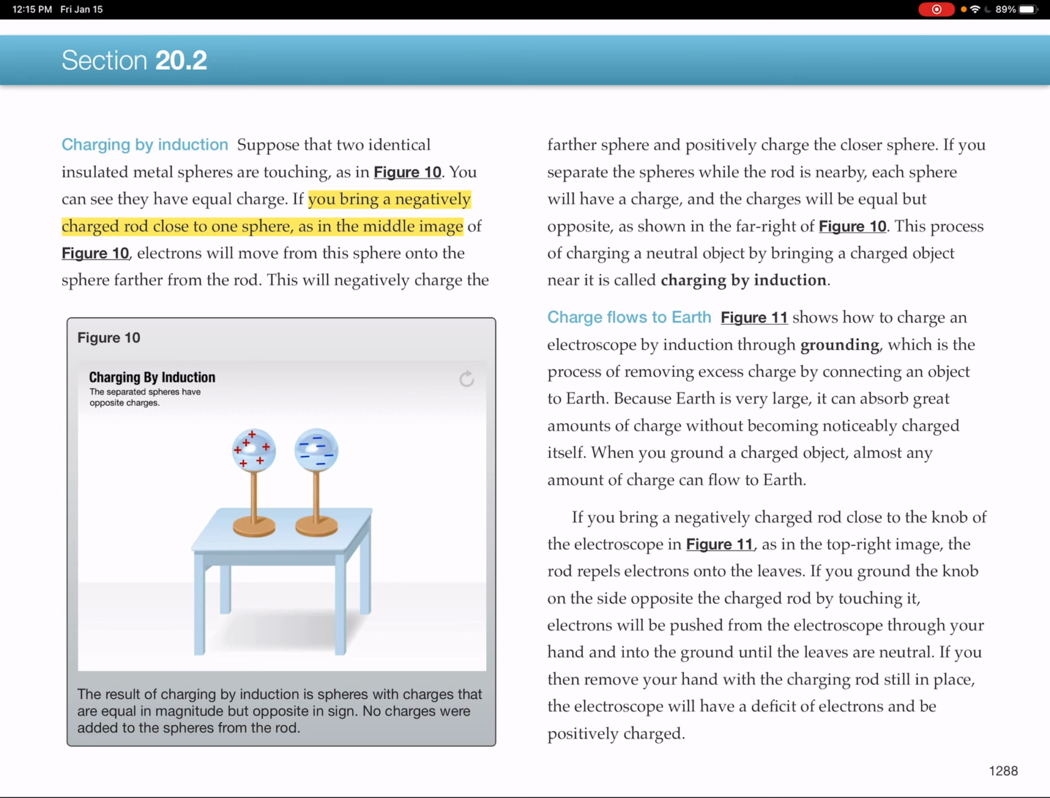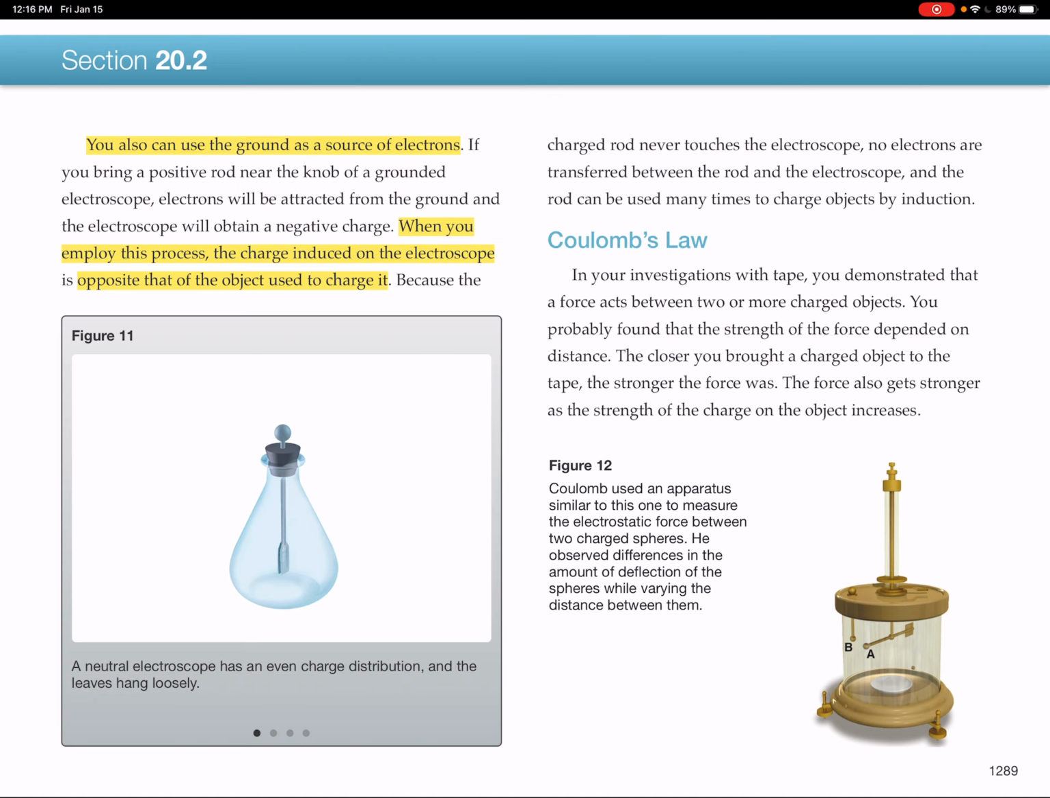Another way you can do this is with a single object and a charged rod. We can charge by induction using a process that is called grounding. We'll show you how this happens in the next figure, in figure 11. So we start off with a neutral electroscope. All the charge is equally distributed on it. If we next bring a charged rod nearby, bring a negatively charged rod, we repel electrons from the knob on the top down to the leaves on the bottom. We can see how the leaves have spread apart.